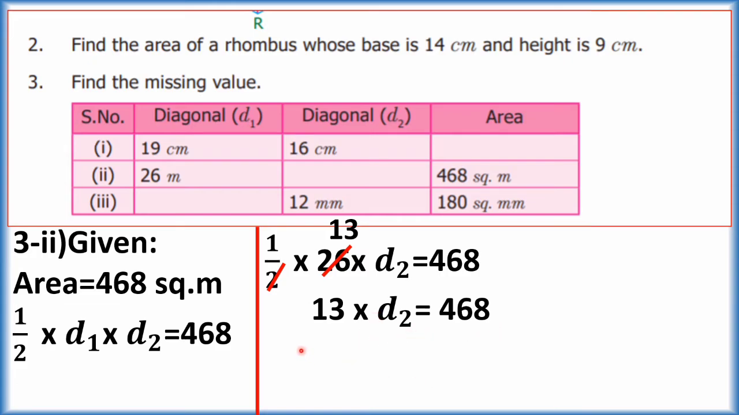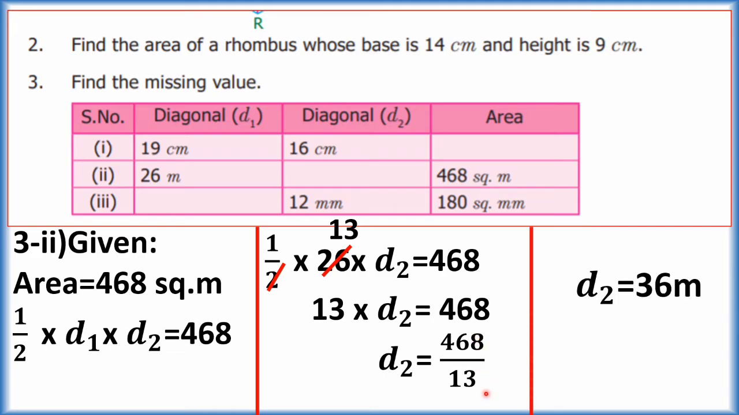We know the basic operations very well. If this 13 is in multiplication, if we take it to the right hand side, it will become a division. 468 divided by 13 equal to 36 meter. So D2 equal to 36 meter. Please practice the remaining sums.